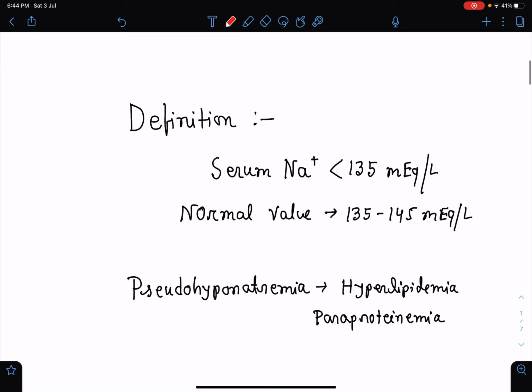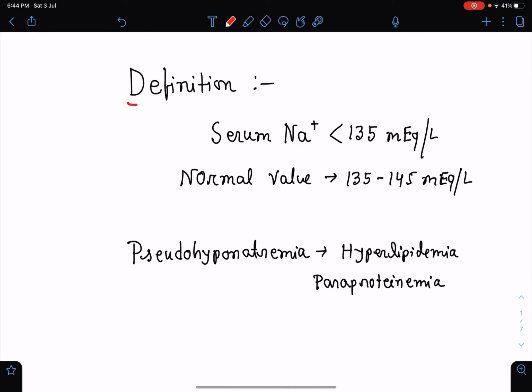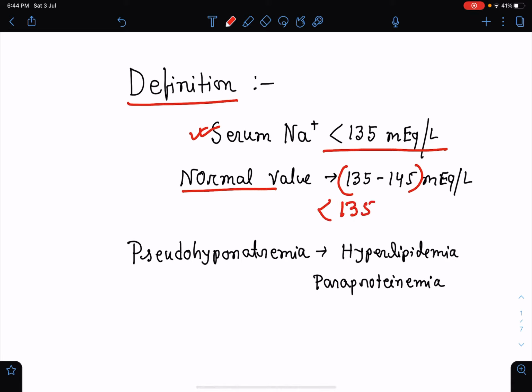So what actually is hyponatremia? As per the definition, hyponatremia means when the serum sodium concentration falls below 135 milliequivalent per liter. The normal value of serum sodium is between 135 to 145 milliequivalent per liter, and when it goes below 135, we call it hyponatremia. Now suppose we have a patient of hyponatremia. Our first job will be to differentiate if it is a true hyponatremia or a pseudo hyponatremia.